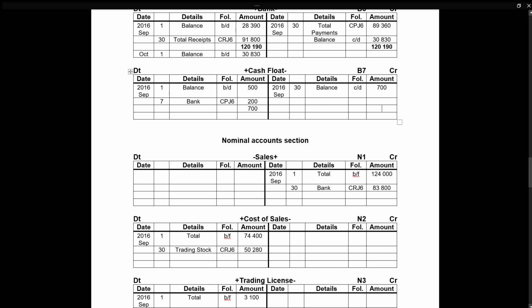Let's total my smaller side as well. 700, my debit side equals my credit side. Therefore, we've done it correctly. My new opening balance for the 1st of October will be 700 rand.